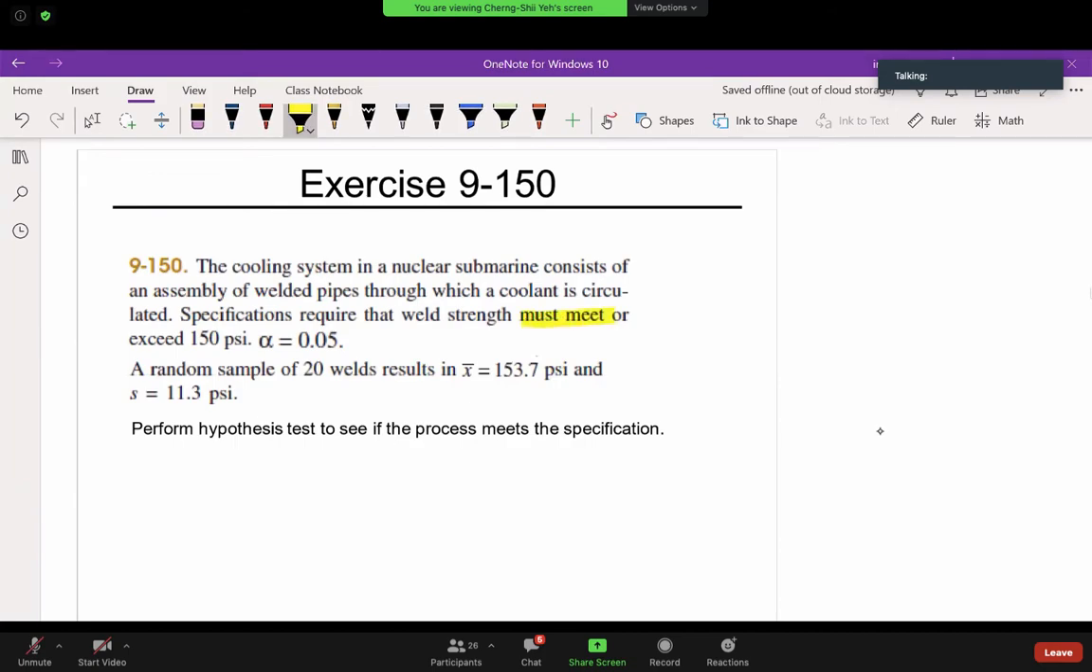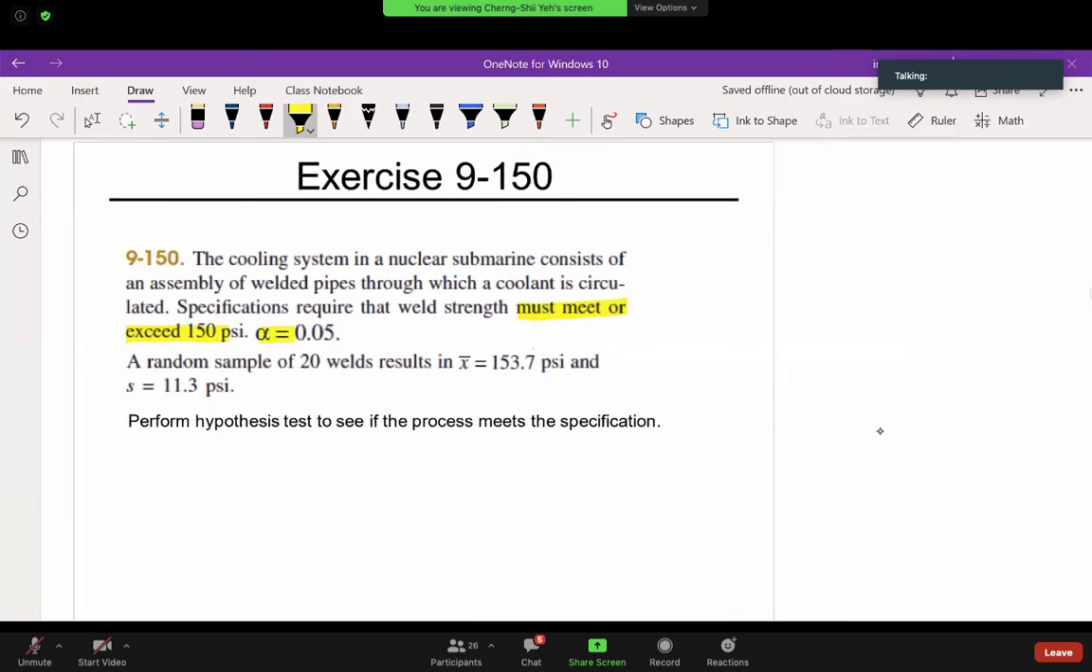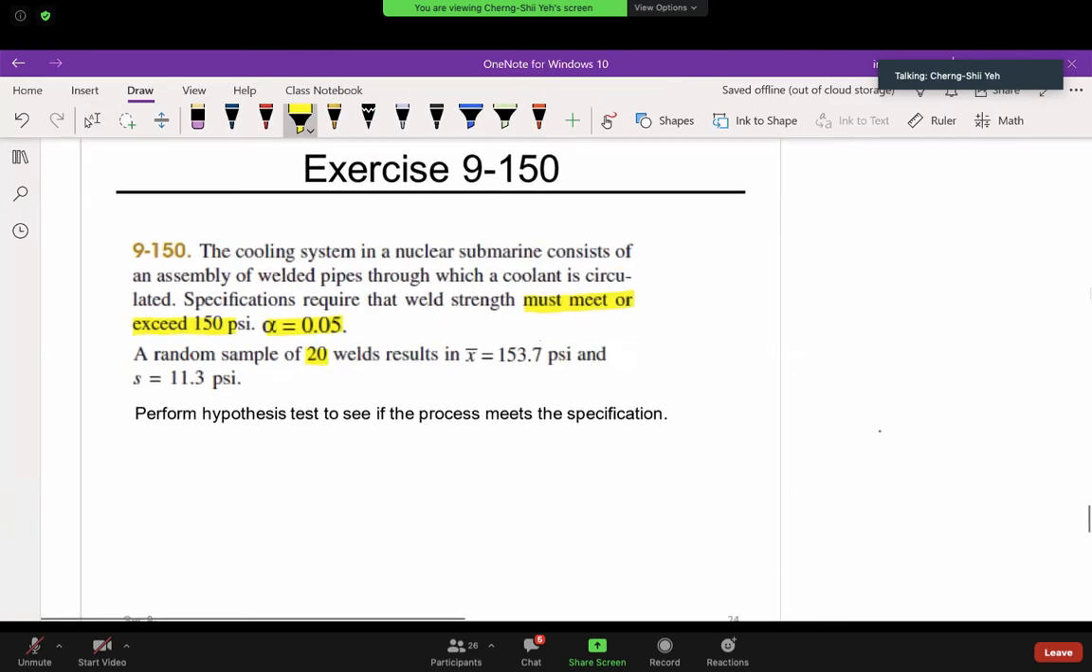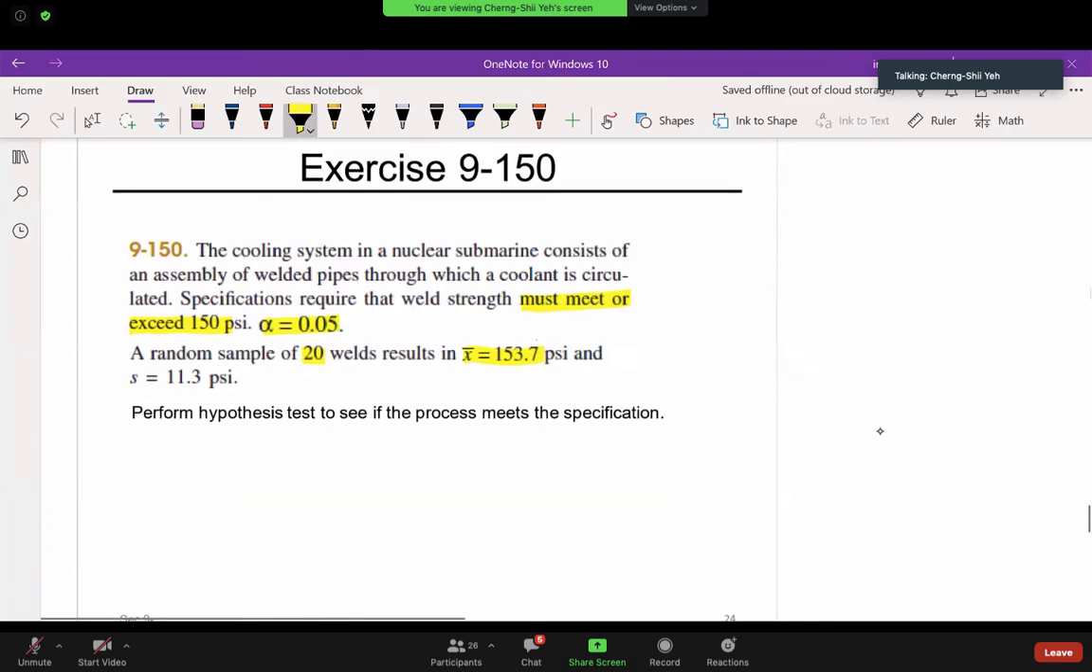Must meet or exceed 150 psi. Okay, alpha is given. How do we verify that statement? We have to collect actual samples. 20 samples, average is here, and sample standard deviation is here. Perform hypothesis testing to see if the process meets the specification.